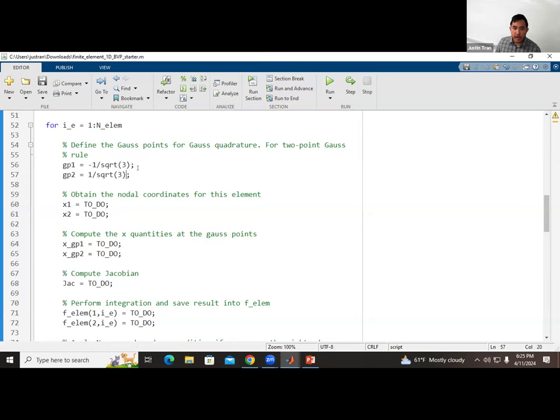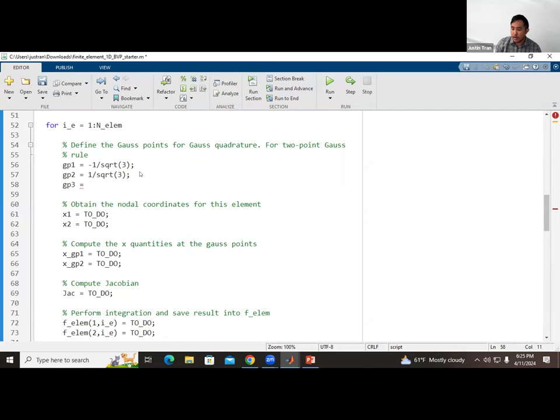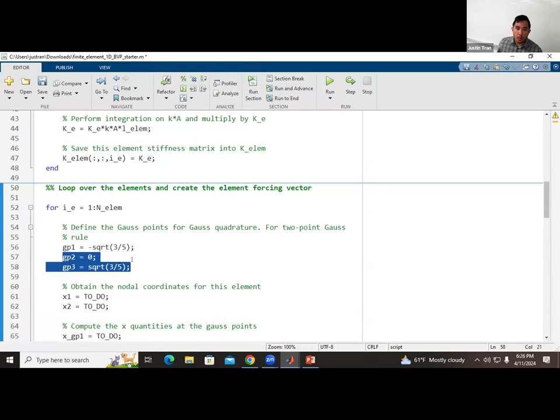Now, if we had a three-point Gauss rule, we would do three of these. You can look this up, because I almost never use a three-point Gauss rule in my own work. But if you were to use a three-point Gauss rule, the first Gauss point would be minus square root of 3 over 5. The second Gauss point would be 0, and the third Gauss point would be a positive square root of 3 over 5. So just refer back to the table that we made before. And the other thing you would have to keep in mind here is you'd have to keep track of the weights. One nice thing about using a two-point Gauss rule is that the weights are 1, so we don't need to keep track.